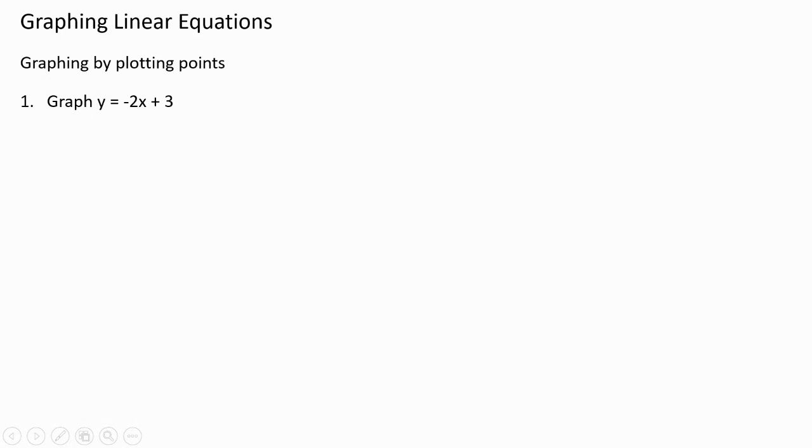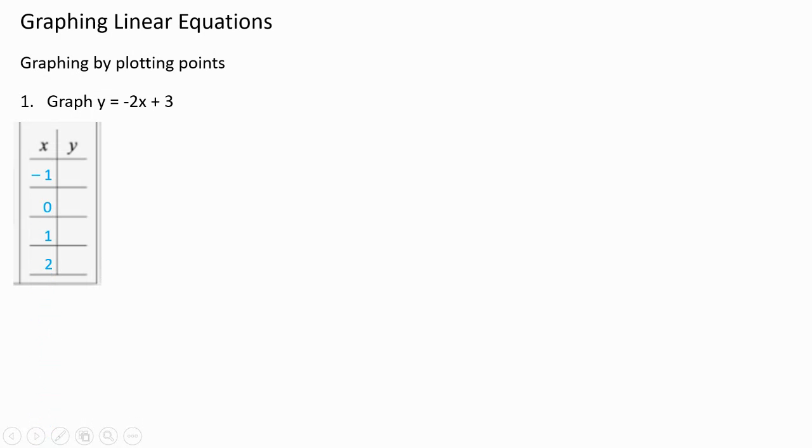Say they give you the equation y equals negative 2x plus 3. They want you to graph it. How do we graph it? By plotting points. You're going to make a table. Most of the time, it only takes 2 points to graph a line, but for the sake of practice, I'm going to choose negative 1, 0, 1, and 2 for my x values.